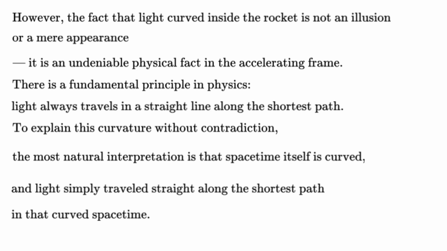However, the fact that light curved inside the rocket is not an illusion or a mere appearance. It is an undeniable physical fact in the accelerating frame. There is a fundamental principle in physics. Light always travels in a straight line along the shortest path. To explain this curvature without contradiction, the most natural interpretation is that spacetime itself is curved, and light simply traveled straight along the shortest path in that curved spacetime.